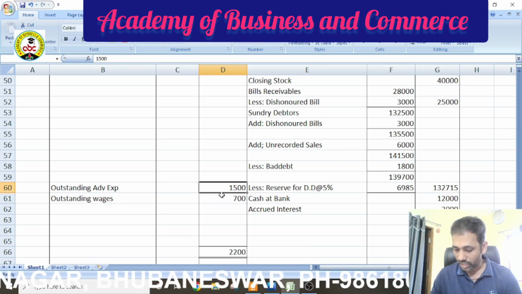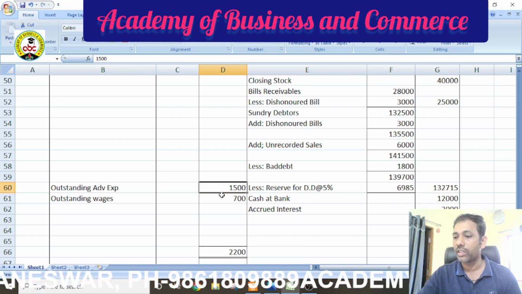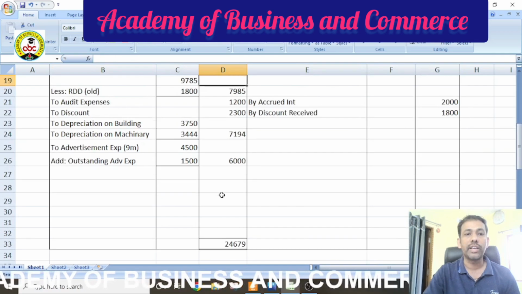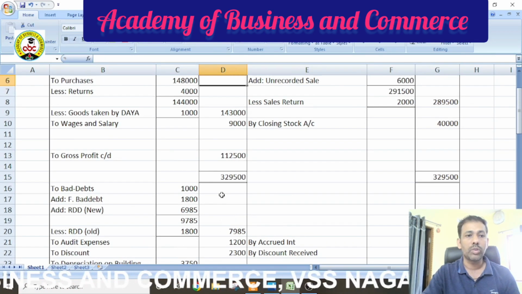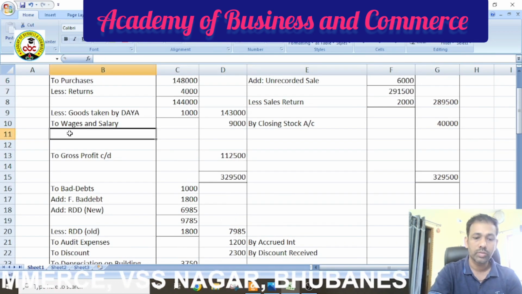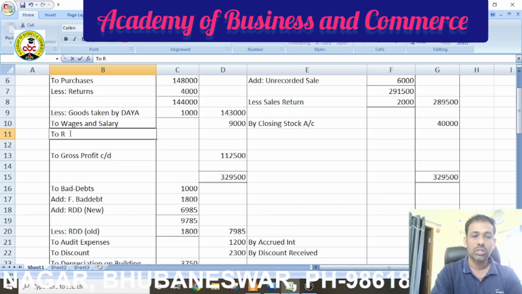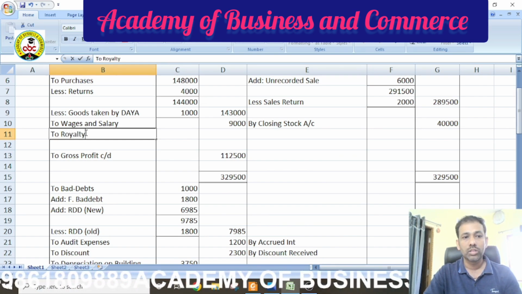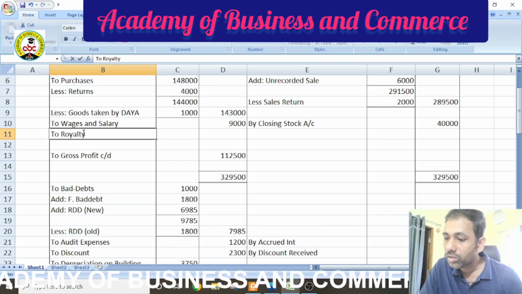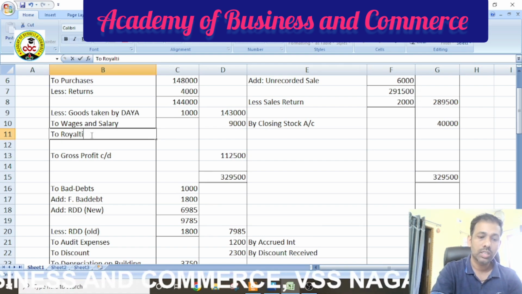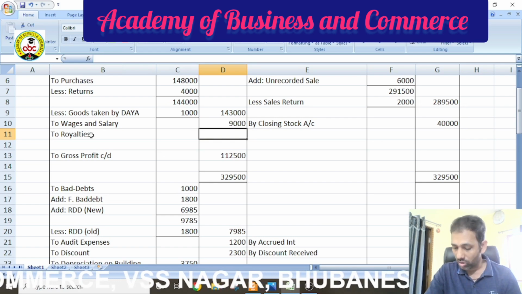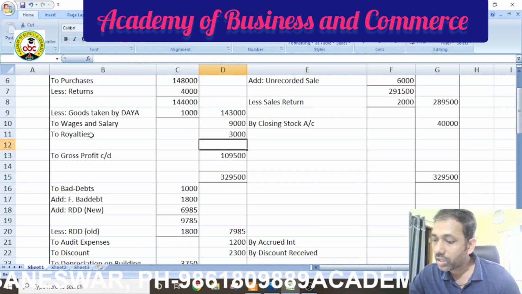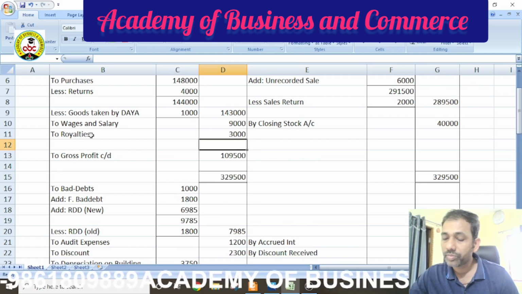So then the next item is royalties. Royalty is a trading account item. It is a direct expense. So we have to take royalty in the trading account. So please come to the trading account and put royalties here. And the royalty amount is 3,000.